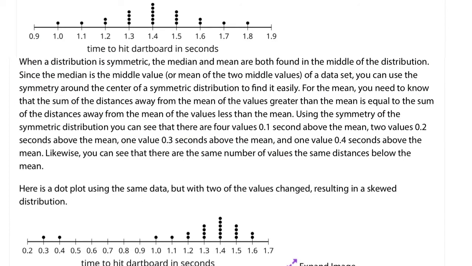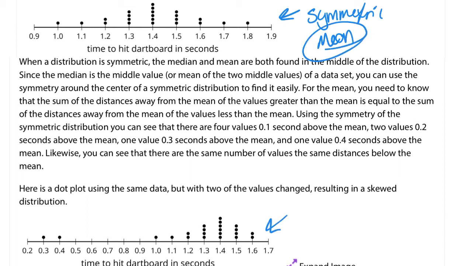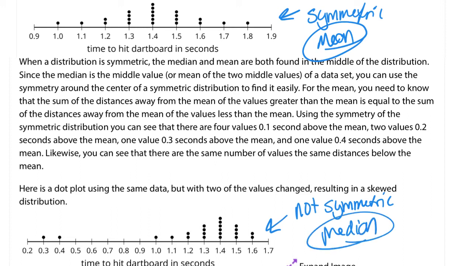Here are some examples from your lesson summary. Here we have some data that is symmetric, and so when it's symmetric, again, we want to use the mean to describe the center of the data. Down here, we have some data that's skewed, which means it's not symmetric. And if it's not symmetric, the median is a better description of the center of the data because it's not going to be affected by these extreme values out here.